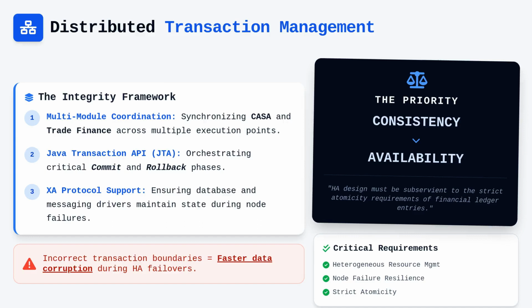If your architecture is tuned for performance but fails to handle these transaction boundaries correctly under a node failure, the high availability setup will have merely succeeded in creating a faster way to corrupt your banking data. Consistency is always the priority, which means our high availability design must be subservient to the strict atomicity requirements of financial ledger entries.